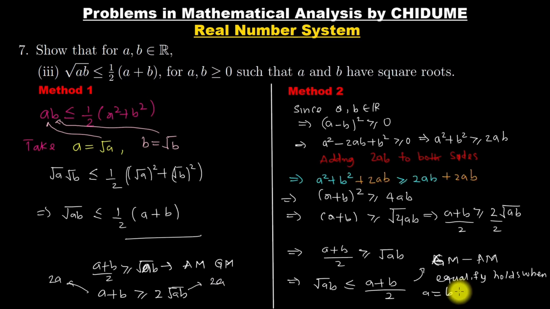In fact, it also holds when a equals b equals 0. Of course, if all of them are 0, it is a trivial case. That means I'm going to have 0 equal to 0, which is a trivial case. So I hope you get the idea.